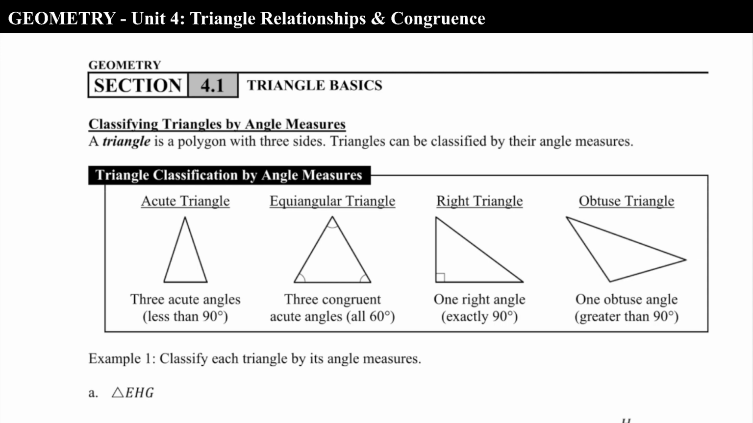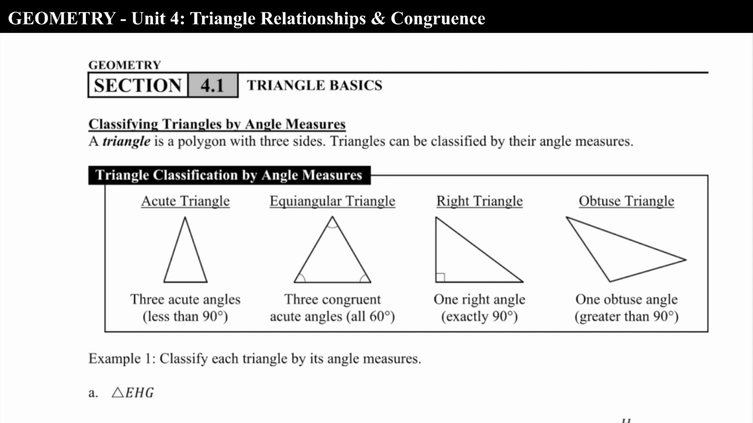Up to this point we've talked about lines and angles, but now we're going to actually start forming some polygon shapes. Polygons are straight-edge shapes that have 3 or more sides. And of course the most basic polygon is a triangle, having 3 sides.